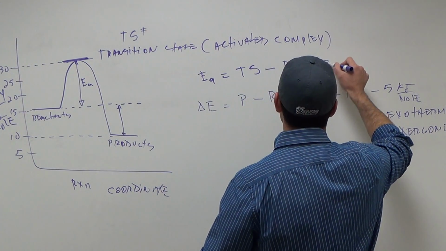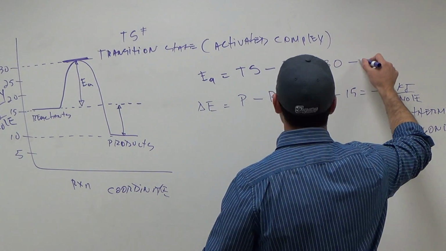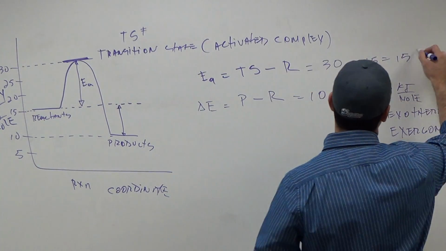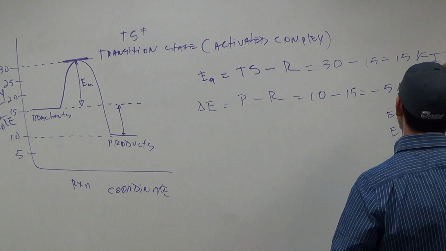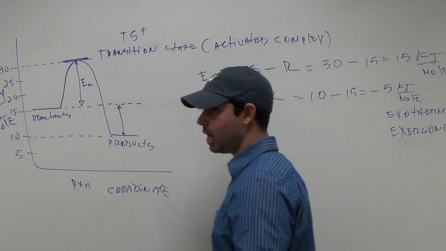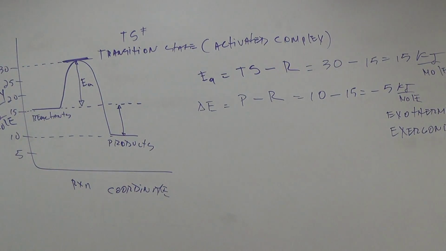What's the energy of activation for this? Transition state is 30, so it's 30 minus 15. This is 15 kilojoules per mole. This is a positive number. This is an energy required. Yes or no? Yep.